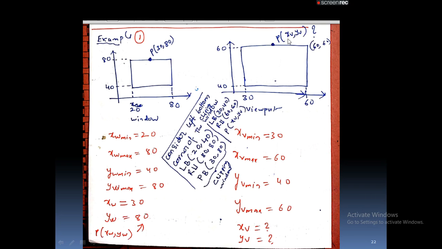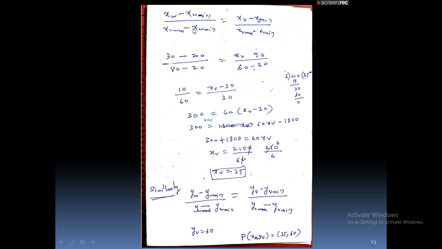We don't know this. With respect to the previous derivation, we need to determine the corresponding position of the point P on the viewport. This is the problem, and we need to find these things only. To determine the corresponding pixel position of point P on the viewport, we need to use the previous formulas: xw minus xw min over xw max minus xw min equals xv minus xv min. This is what I have written here.